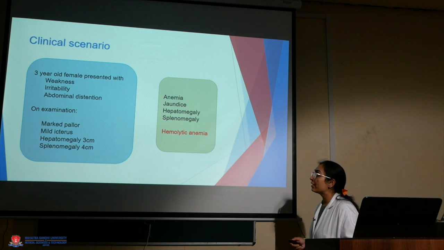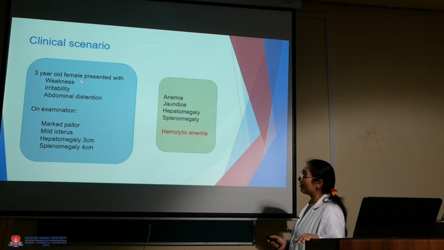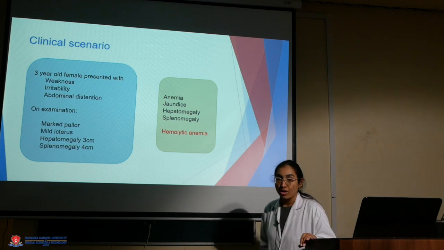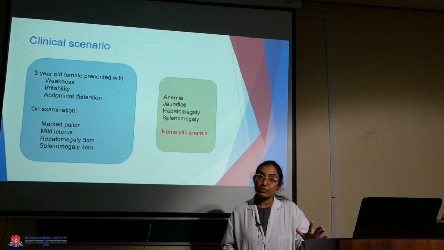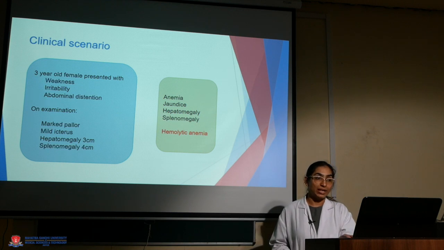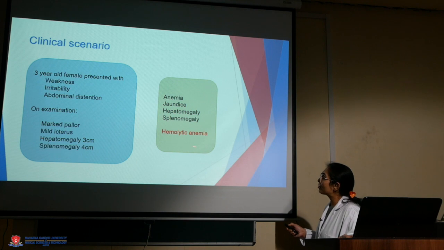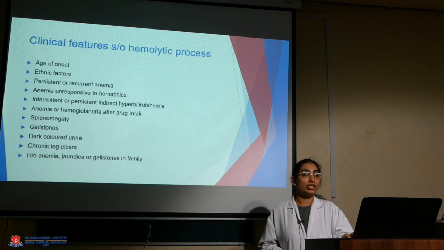So we'll start with a clinical scenario. This is a 3-year-old female who presented to us with weakness, irritability and abdominal distension. On examination she had pallor. She also had icterus with hepatosplenomegaly. So any patient with anemia, jaundice and hepatosplenomegaly, you will suspect a hemolytic anemia.